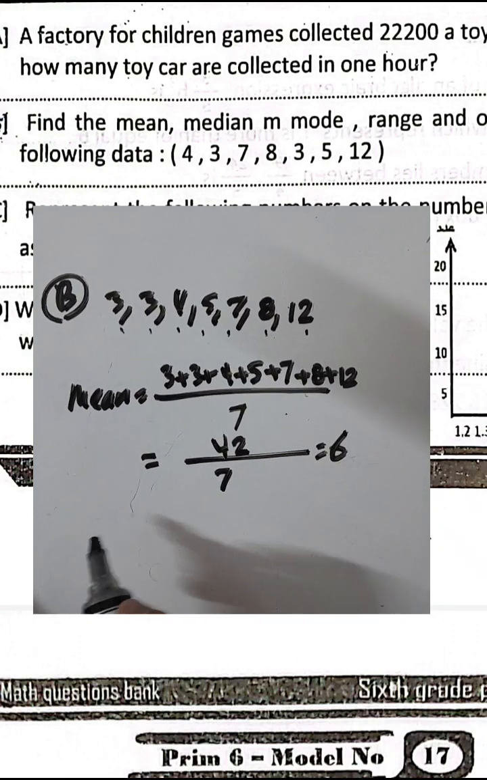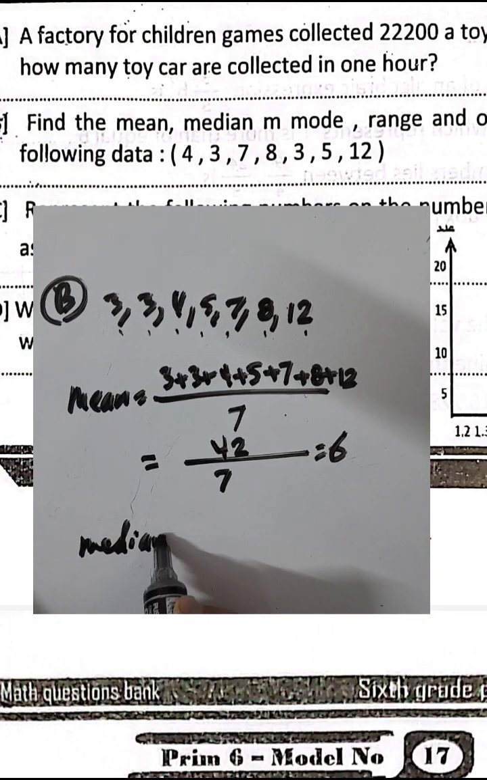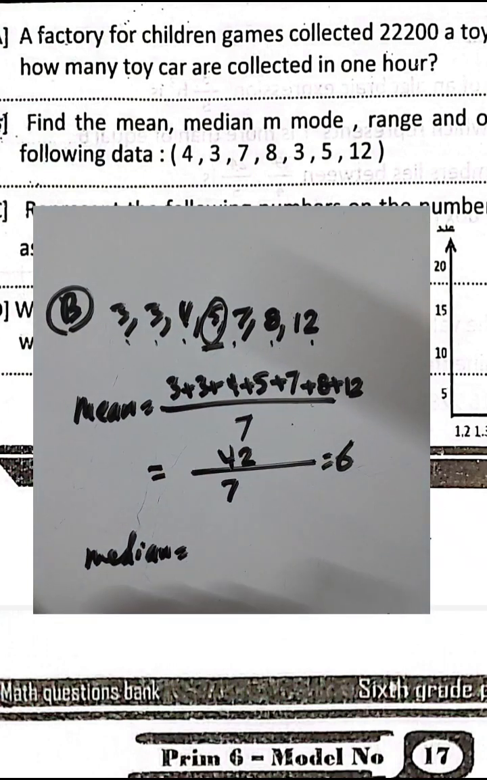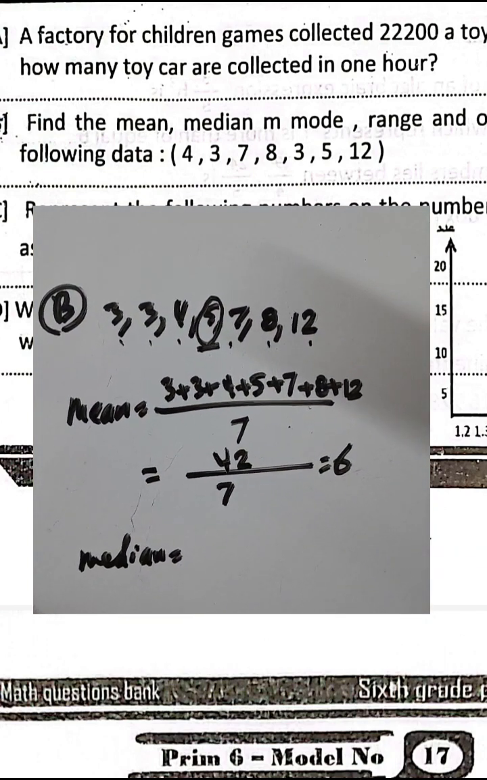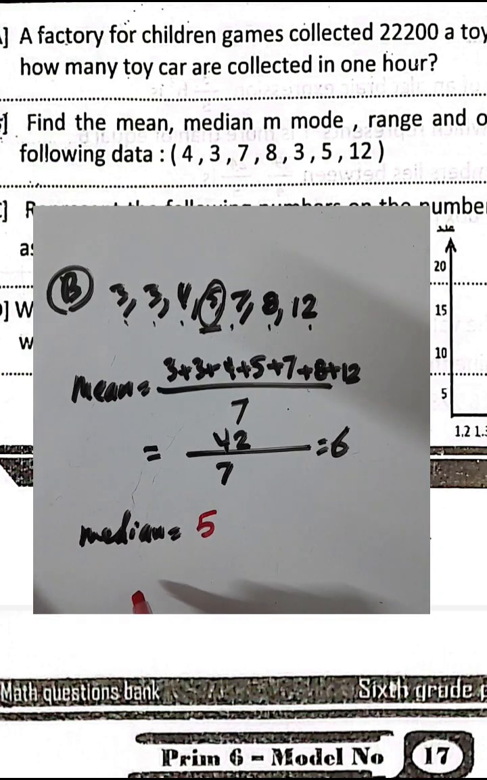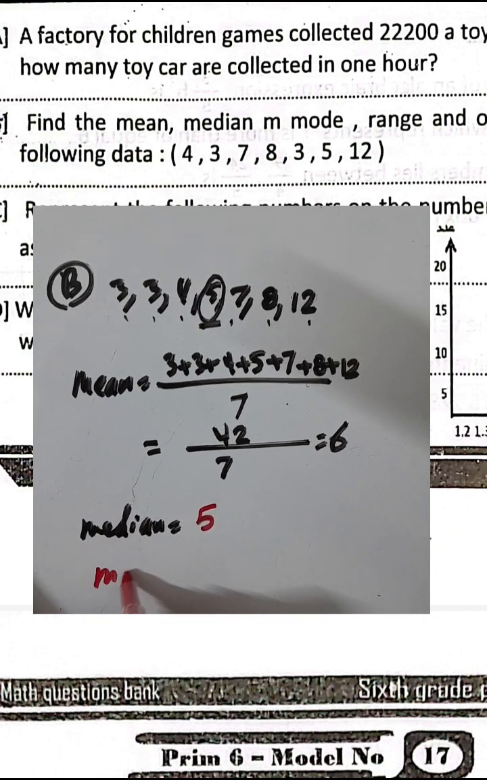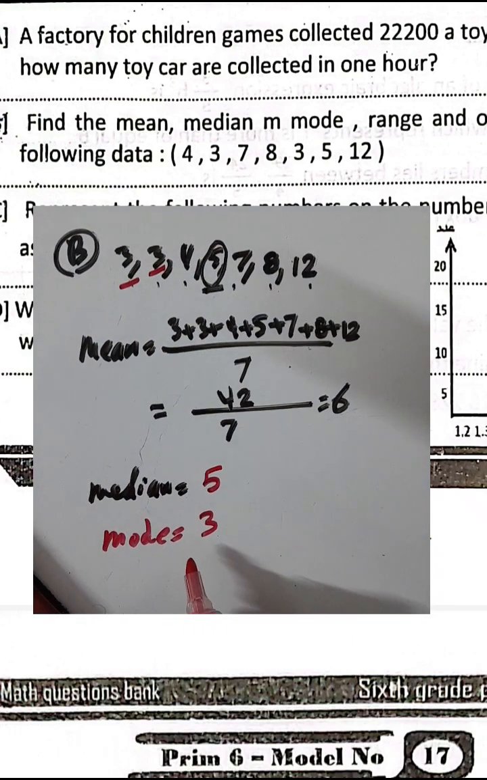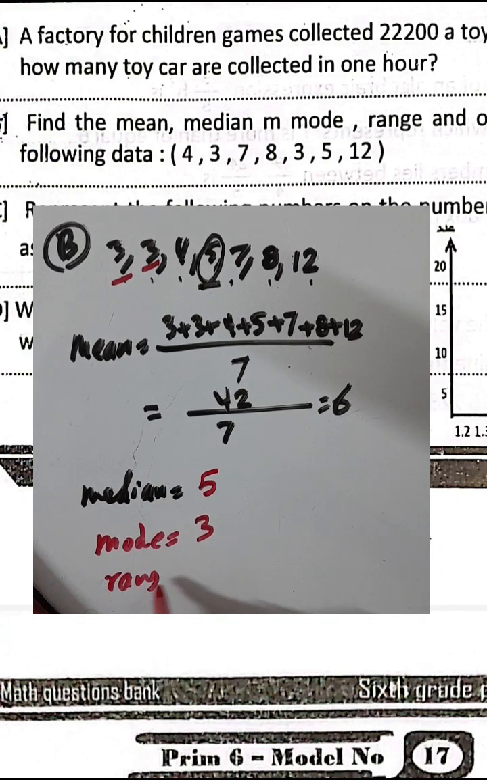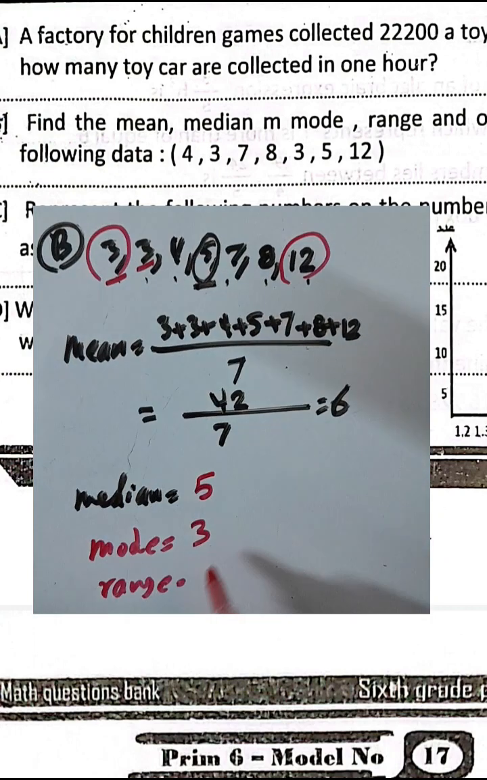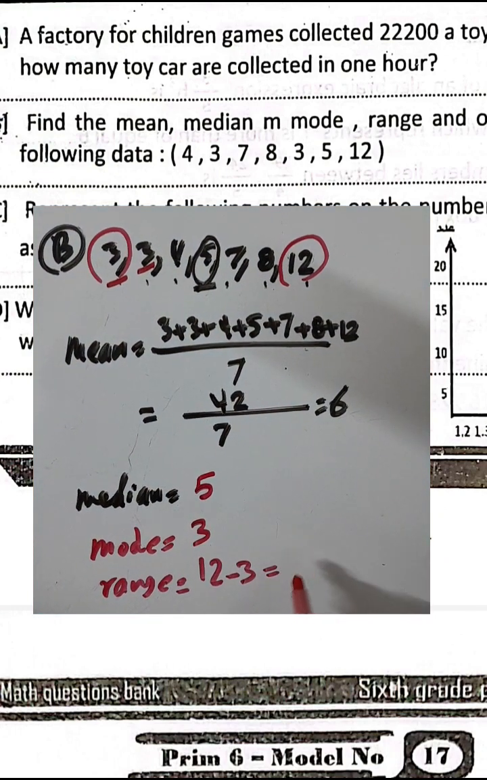And what about the median? The median will be 5, the number which lies in the middle, when arranged in ascending or descending order. And what about the mode? Which number is the most repeating? It will be 3. And what about the range? The range here is maximum subtract minimum, 12 subtract 3, it will be 9.